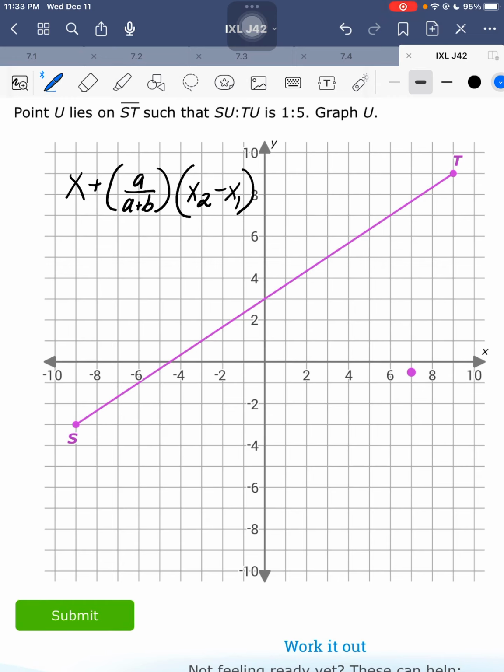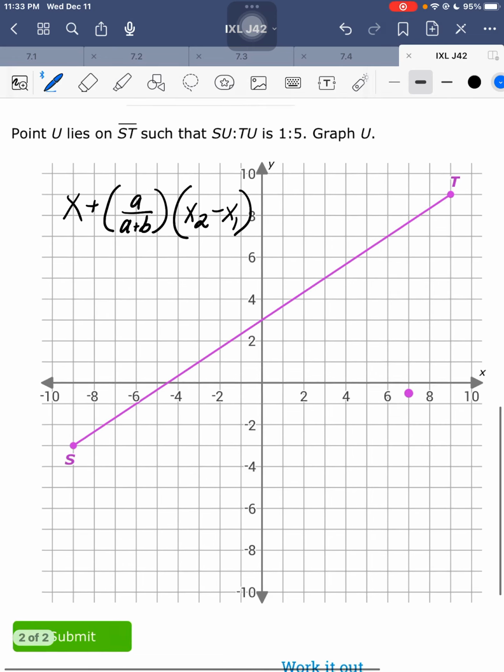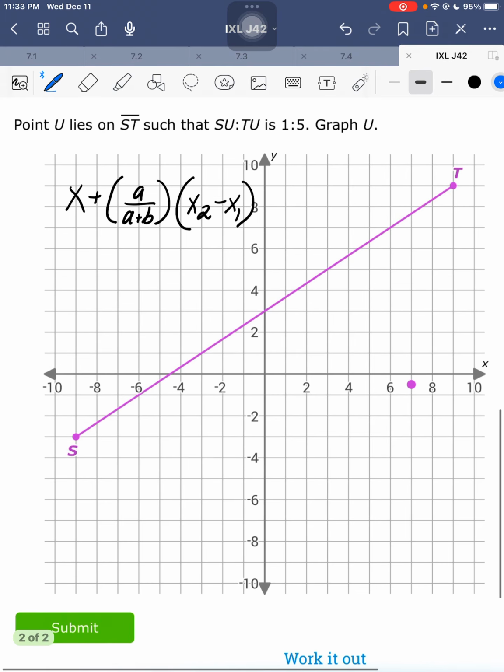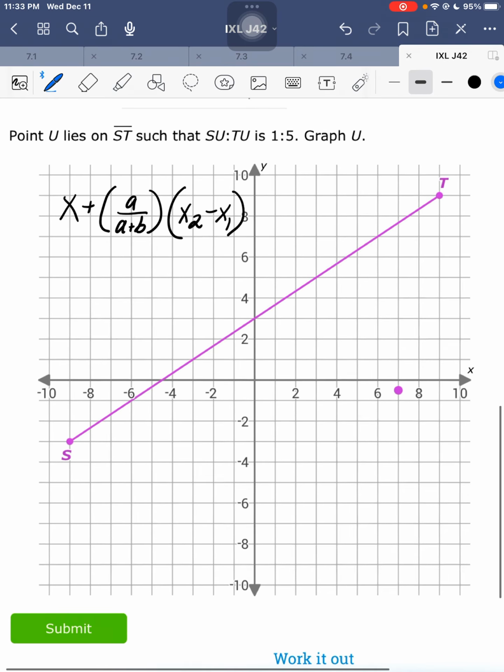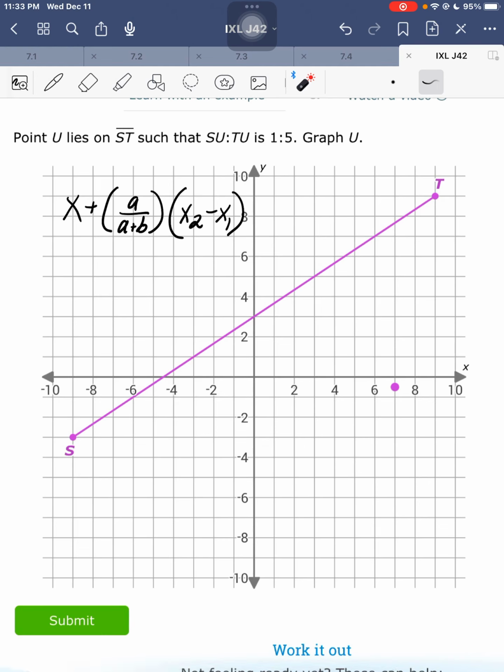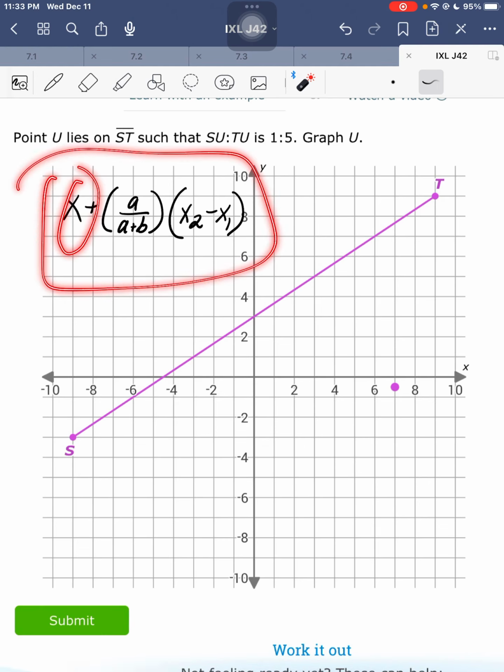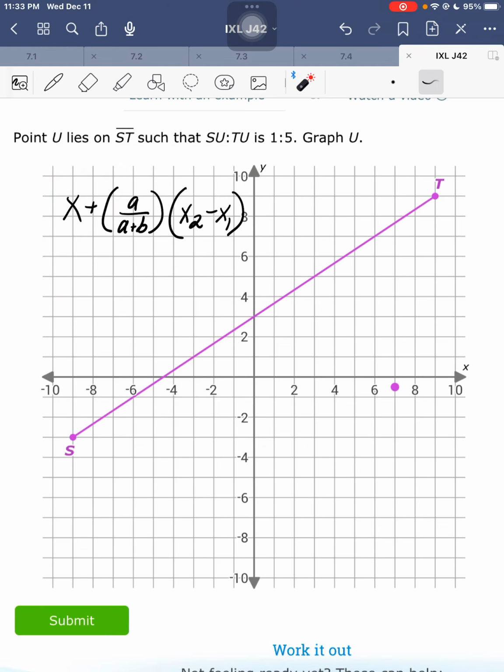Okay guys, so I'm gonna be doing a super quick video about how to help yourself with the IXL J42. This is the one about partitioning a line segment. I put a problem here. I'm just gonna do one, and then you guys are gonna use the same steps to do everything else.